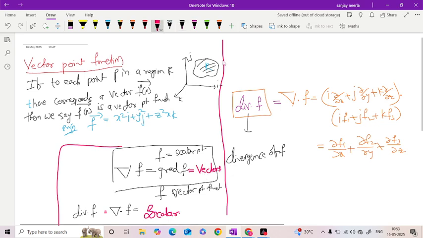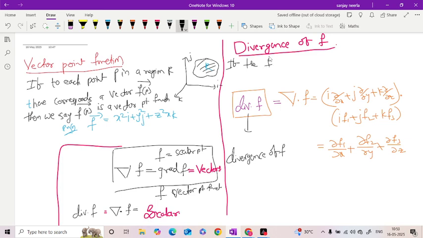Okay, the next topic is divergence of a vector. So divergence of vector f, divergence of f. Suppose here I am taking f as any vector point function.